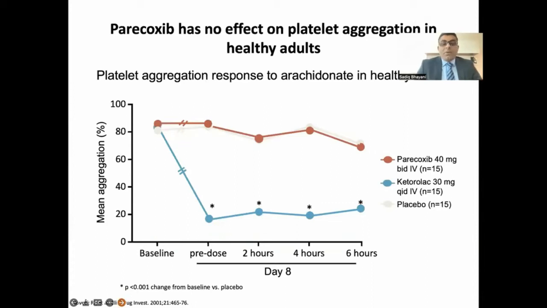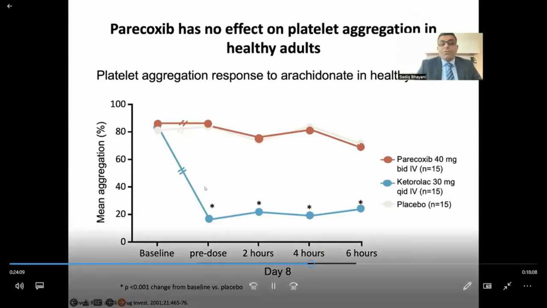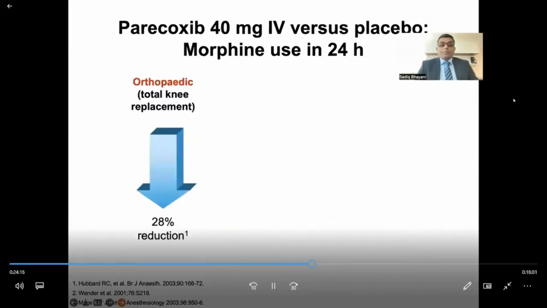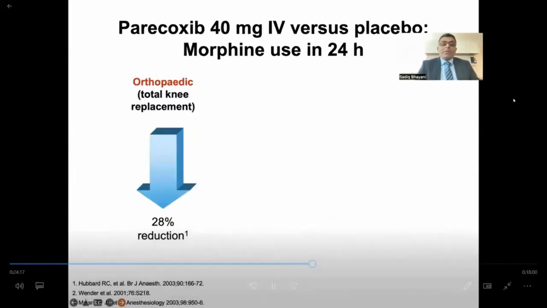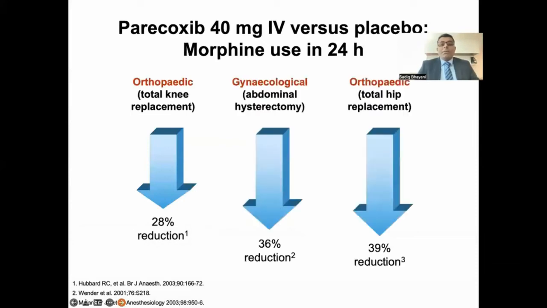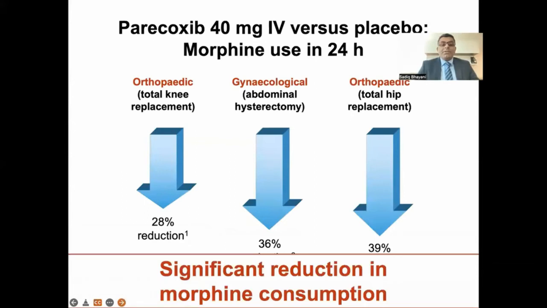So if there are no contraindications, I would urge you to use an anti-inflammatory drug, oral or IV. They have used parecoxib in orthopedic surgery, gynecological surgery, and also hip replacement. Knee replacement reduced morphine consumption by 28%, hip replacement had a 39% reduction in morphine consumption, and in gynae surgery, abdominal hysterectomy, there was a 36% reduction. There was a significant reduction in morphine consumption.